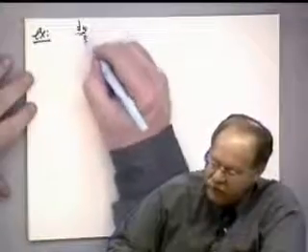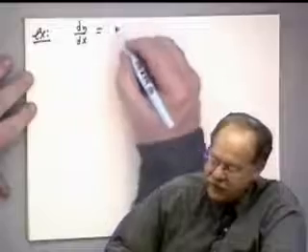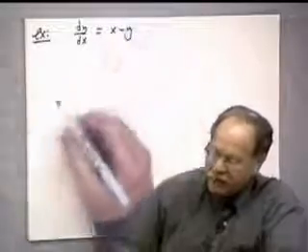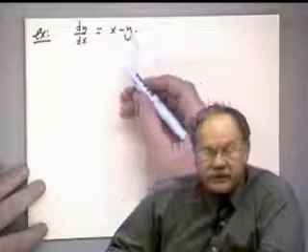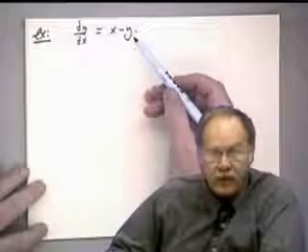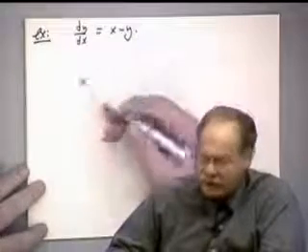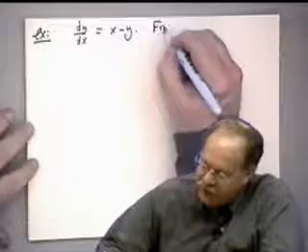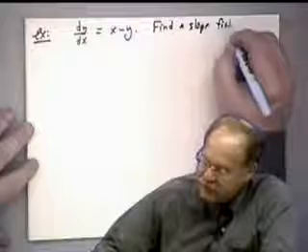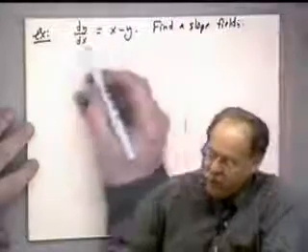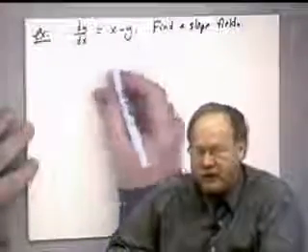Suppose we're given the fact that dy dx has this value, x minus y. For some reason, this one is pretty easy, but let's assume that we cannot find y from this. We don't have any technique for that. Find a slope field for this. And then we'll see how it helps find what solutions might look like for this curve.